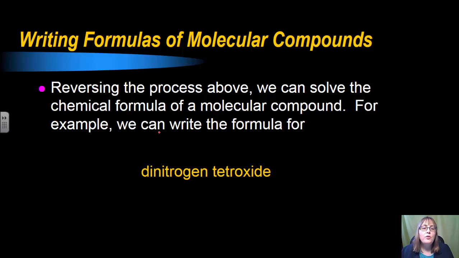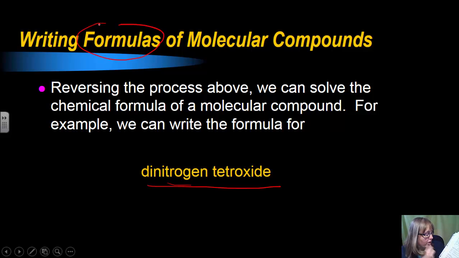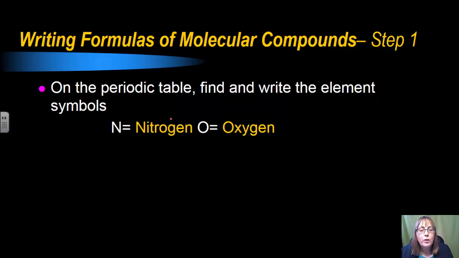So let's do the reverse, where we have the name, and now we have to put it into the formula. So you guys want to make sure that you're here on the third page. I'm going to be working through that. And we're going to use that dinitrogen tetraoxide like we looked at before. So we look on our periodic table at our nitrogen, so we have our N, and our oxide was our oxygen.